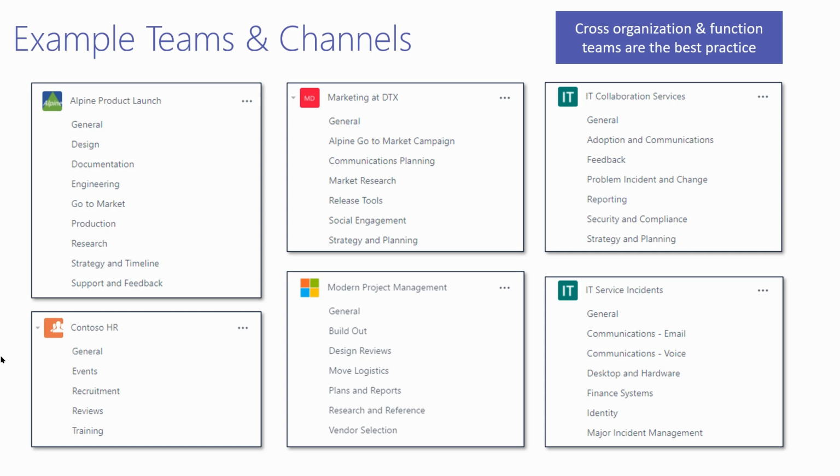It's almost like you have too much creativity. So we wanted to give you some examples of ways that you can approach different types of teams. Here we can see we've got a product launch team. So these are very common topic areas if you're working on a product launch. You have design and documentation, engineering and go-to-market planning, production, research, strategy and timeline, support and feedback.